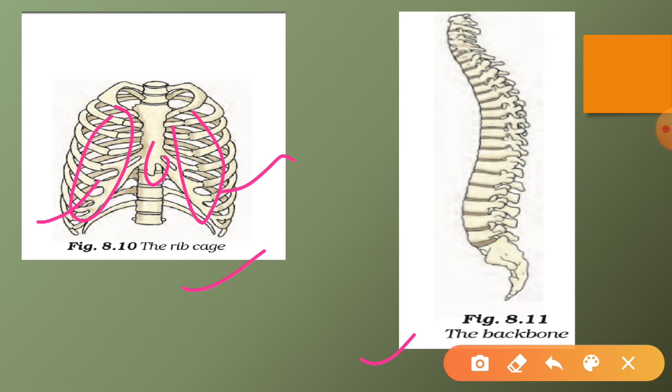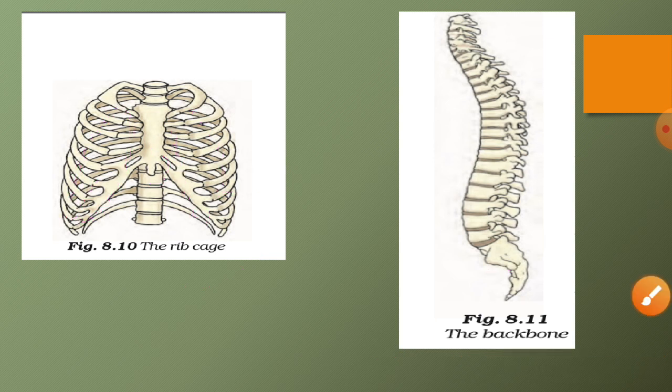Now, here you can see the backbone. If you observe, starting from your neck and down toward your back, you can feel a hard structure, that is the backbone. It is made up of many small bones called vertebra, and the backbone consists of 33 vertebra. Just because of these, you can bend your back, otherwise it would be stiff. So, the rib cage is also joined with this backbone. Let's move to the next thing.